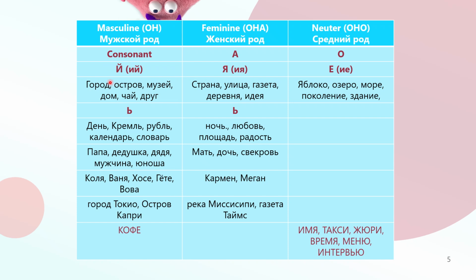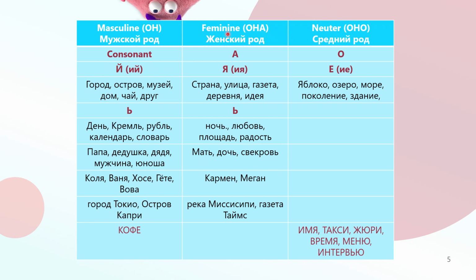In Russian, names of cities and names of islands are always in masculine gender because the word город, which means city, and the word остров, which means island, end with a consonant, and that's why they are in masculine gender. So city Tokyo translates as город Tokyo, in masculine gender.